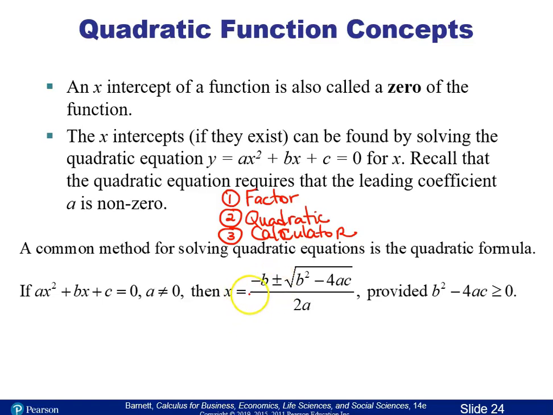So you should have seen the quadratic formula before. Keep in mind when you're using the quadratic formula, which is this formula here, when you're plugging into it, you do not plug in the x's. It's only the constants in front of the variables that you're going to be plugging in.